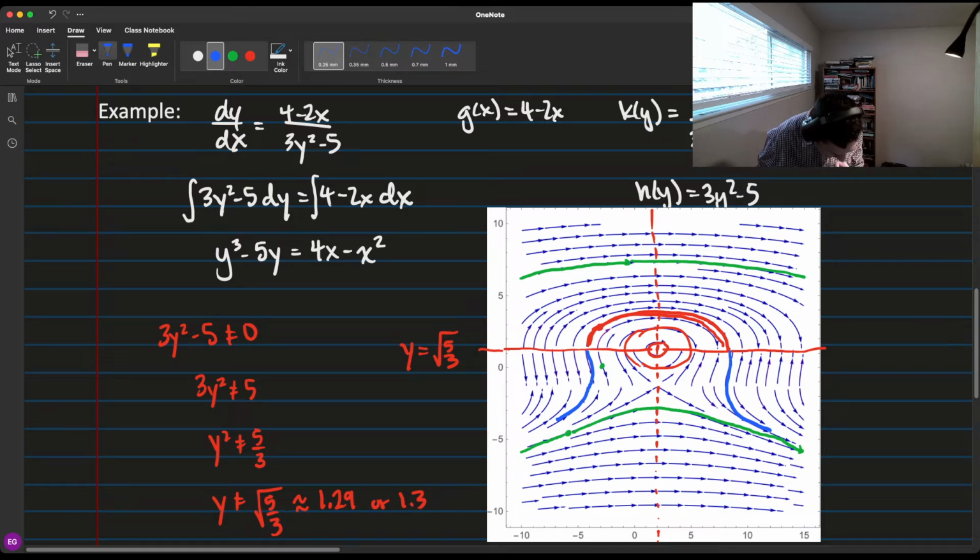So no solution can cross that line, basically. It also works for negative 5/3. It also works for y equals... What was that? Y equals minus square root of 5/3. So you actually can sort of see there's this gap right here.